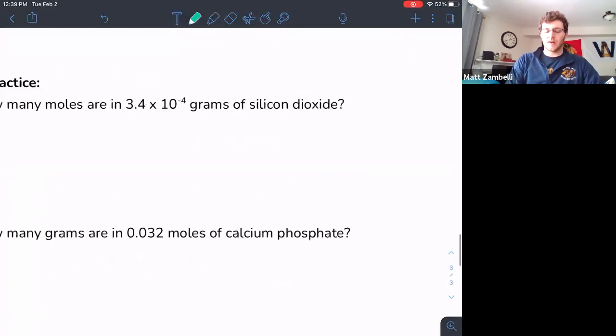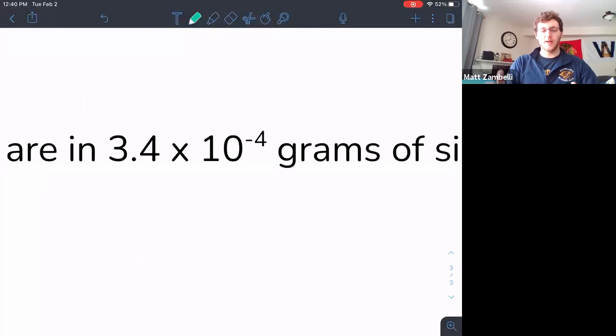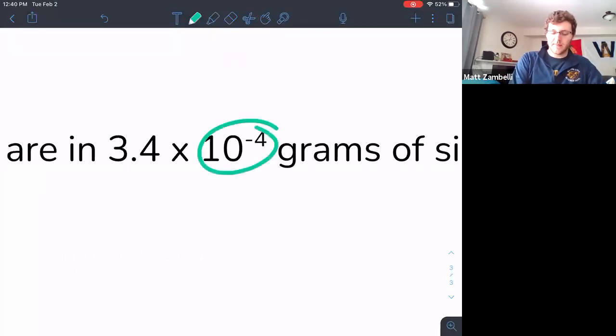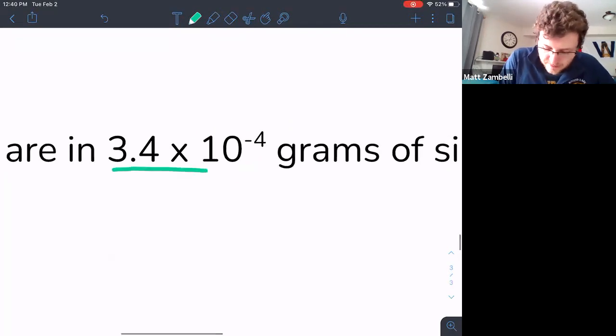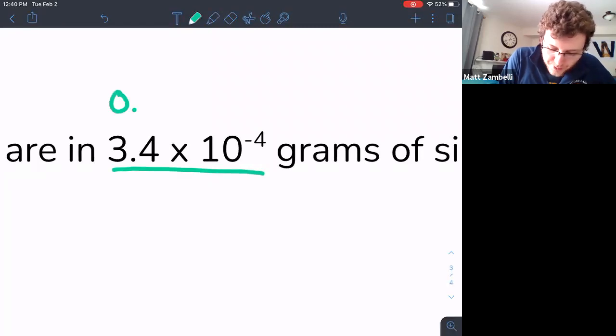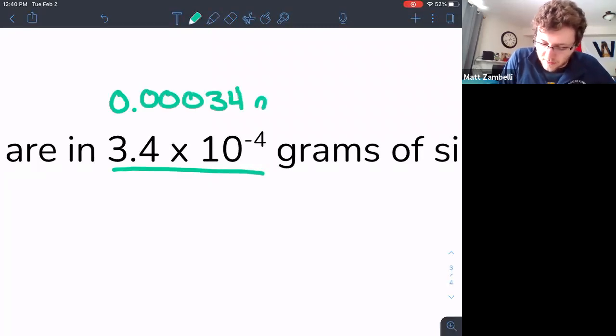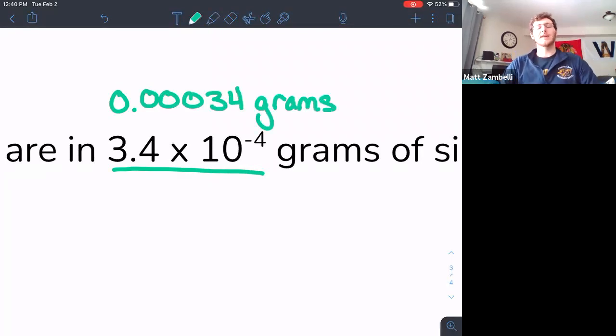I do really want to go over this part real quick. What this means right here is we move that decimal place to the left 4 times. So this number is going to be the same as saying 0.00034 grams. So just so we're aware of what that times 10 to the -4 means, it means move that decimal point to the left 4 times.